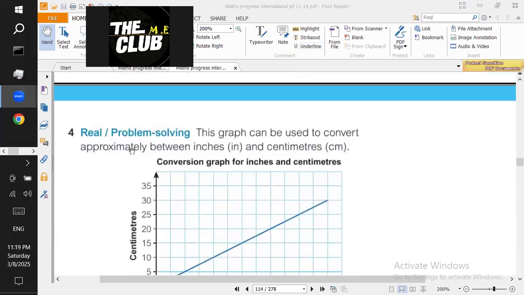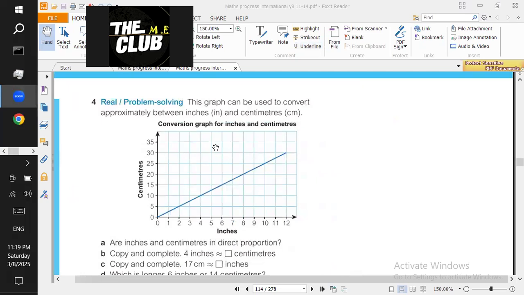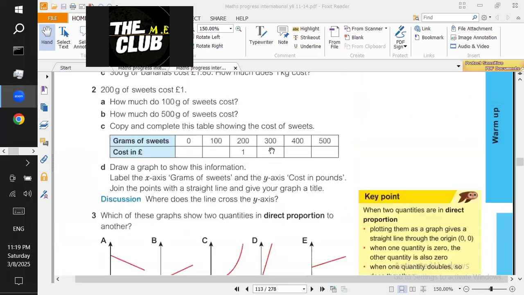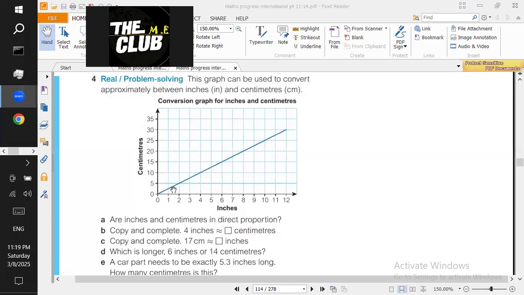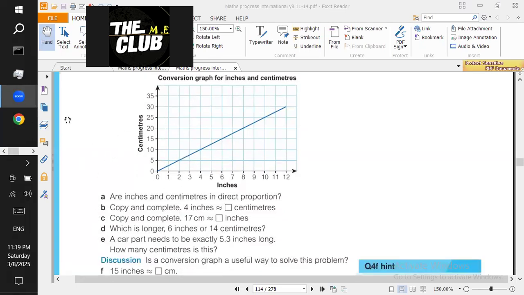Okay, let's move on here. We have a conversion graph of inches and centimeters. As we said, direct proportion is two things that increase with each other and start from the 0 point, which is the origin. You can understand it from here. You can use a conversion graph to find values using direct proportion. So let's take a look at this question, for example.